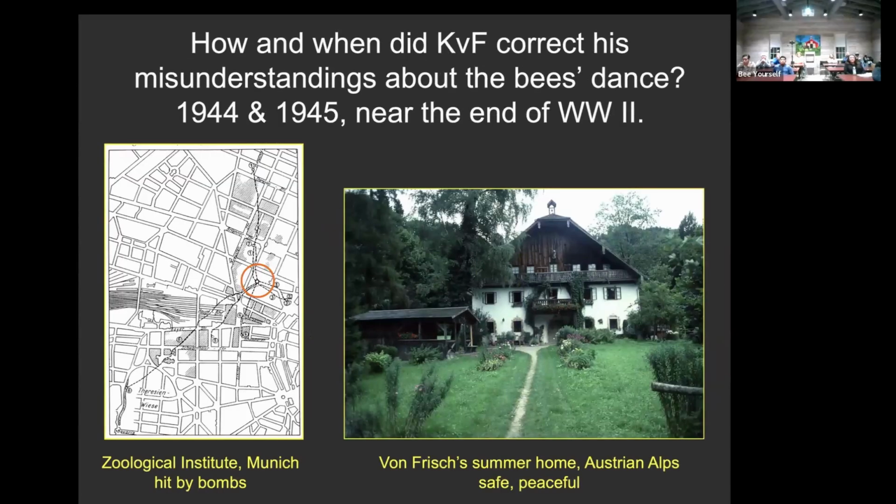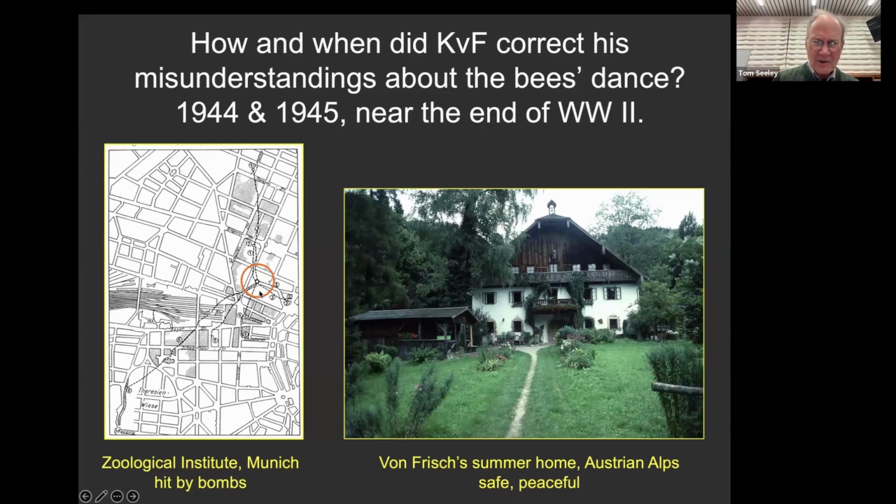So how and when did Karl von Frisch correct his misunderstanding about the bees' dances? Well, he did this in the summers of 1944 and 1945, right near the end of World War II. And the context was, first of all, Munich was heavily bombed. By 1944 and 1945, Allied bombers were able to fly pretty freely over Germany and hit the major cities with bombs. And von Frisch's Zoological Institute, of which he was the director, was not far from the main railroad station in Munich. And the bombers weren't perfectly precise, so a lot of bombs hit the Zoological Institute.